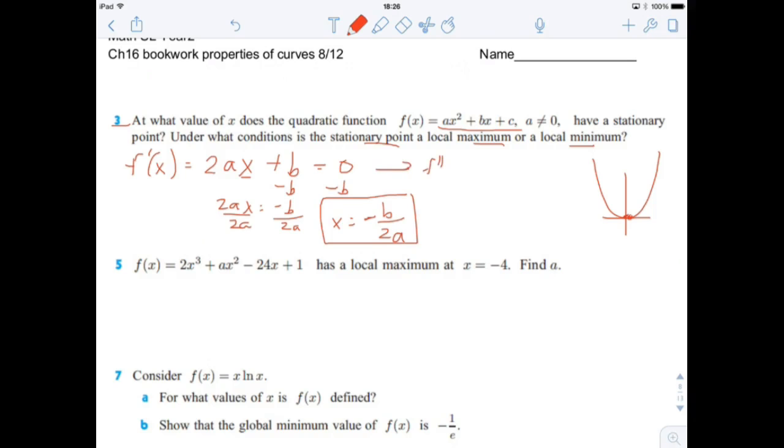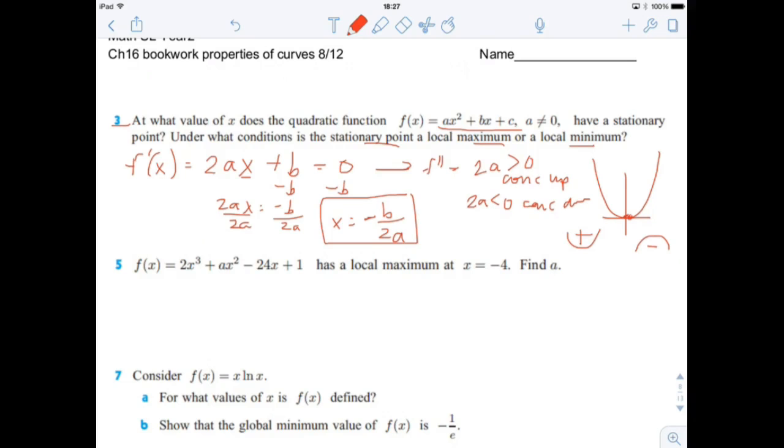We're going to take the second derivative and we'll get 2a. So we'll set that equal to 0. And it's never equal to 0, right? But when is it greater than 0 and when is it less than 0? Remember, the second derivative, if it's positive, it is concave up. And if it's negative, it's concave down. So we can see that if 2a is greater than 0, then it's concave up. And if 2a is less than 0, then it's concave down.